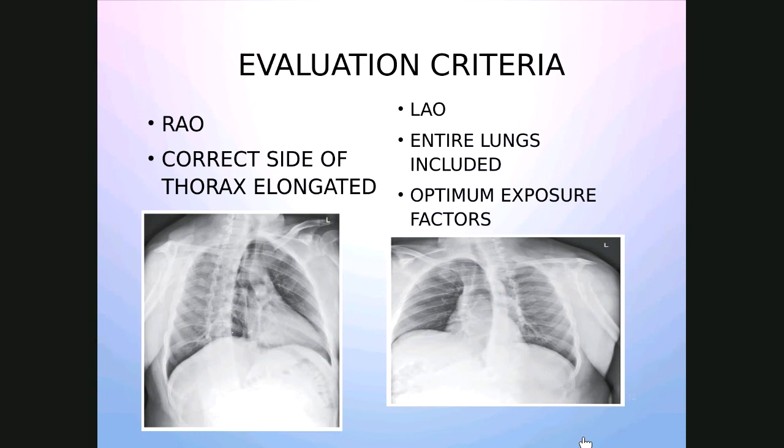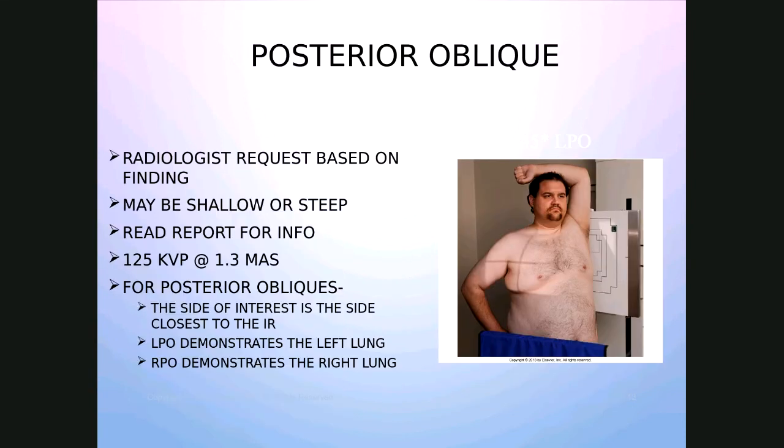The posterior obliques actually are shown on page 101. Okay, and as far as being based on the radiologist's finding or request, that is actually the case. Again, they could be shallow or steep. You want to read the report for the information. We're going to use 125 kVp at 1.3 mAs. And when we do the posterior obliques, the side of interest is typically the side closest to the IR. So in this particular picture, he's in a 45-degree LPO because his left posterior aspect of his body is actually closest to the IR.